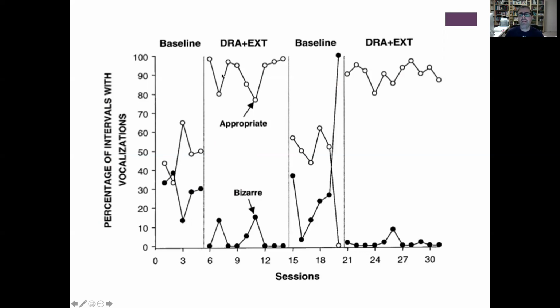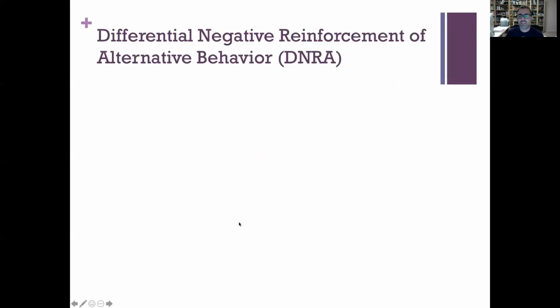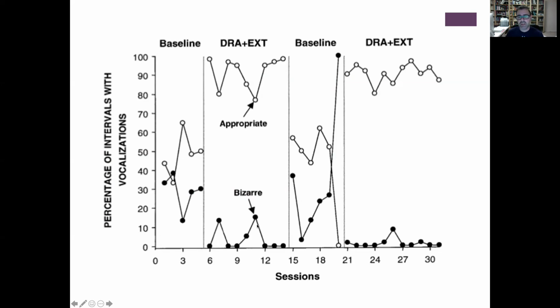Then during the DRA with extinction, right? So differential reinforcement in which appropriate behaviors are being reinforced, bizarre vocalizations are placed under extinction. You see, look at that, like around 90% of the intervals now involve appropriate vocalizations, and bizarre vocalizations are reduced almost to zero, right? I mean, here and then zero here, right? Almost completely eliminated. I mean, if they had continued this condition, maybe you would have stayed at zero.